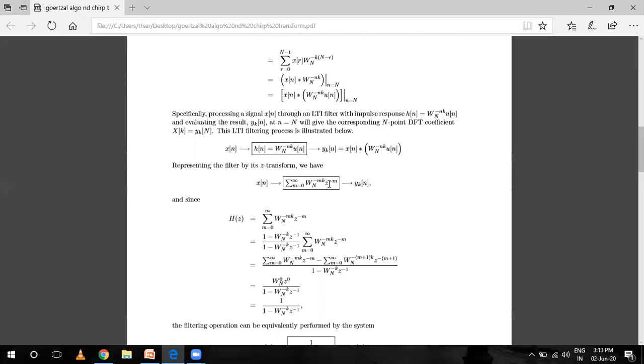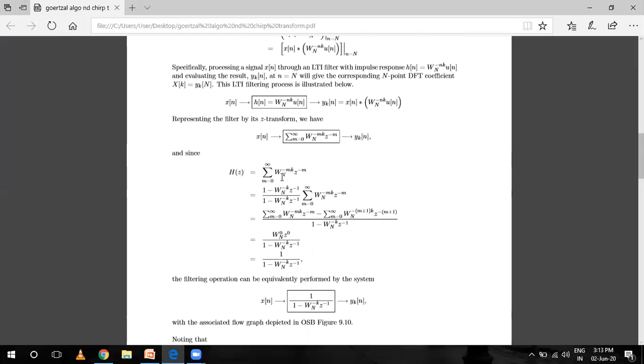This is representing the z transform of this signal. And since H(z) is equal to this formula, that H(z) is the summation from m = 0 to infinity of ω^(n-m) z^(-m). So apply the geometric series formula and summation, then you will get this formula.